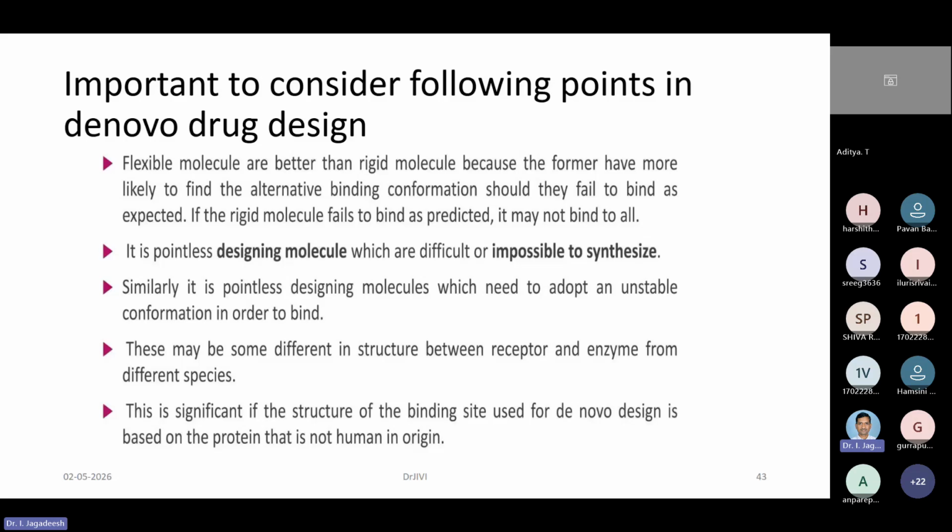So these are the points which we need to consider in de novo drug design, including fragment-based drug design, so that you will not have final failures. If there is a failure, we know it at the first stage itself and we avoid it. Prevention is better than cure. So we have to prevent such situations in our design so that we will not have a failure in the near future.